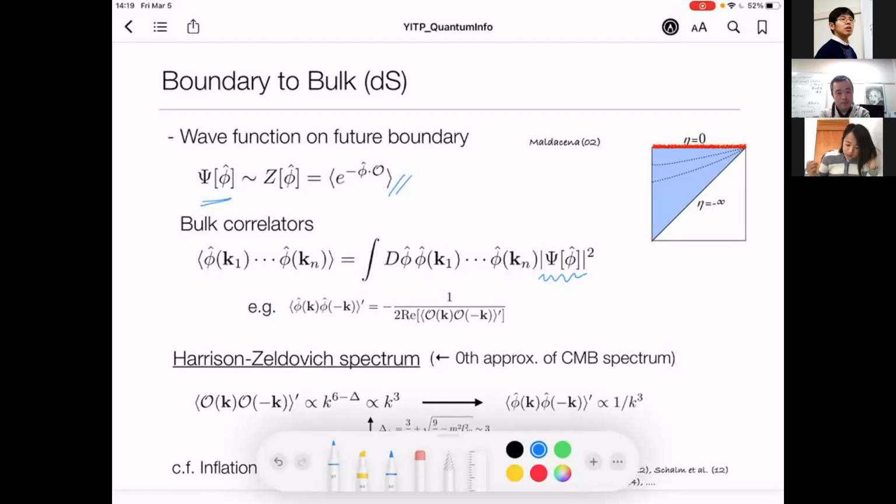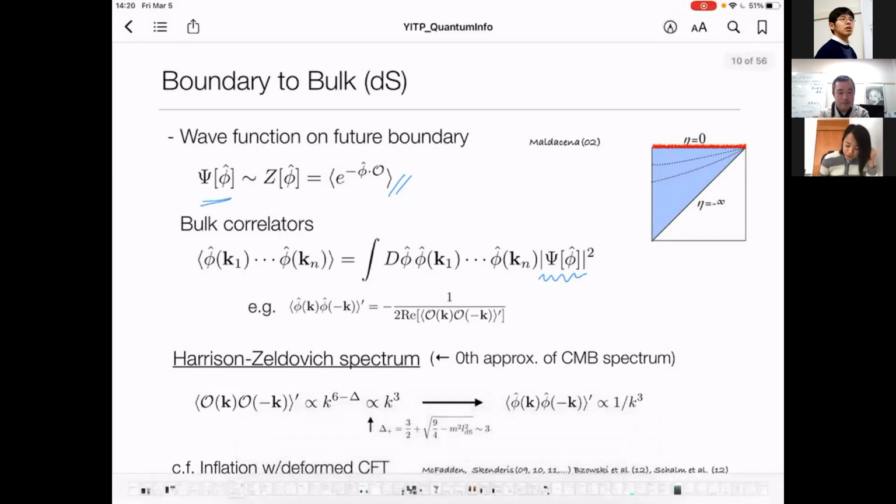Then, for instance, taking the second derivative with respect to phi, we can obtain the 2-point function of the boundary operator. On the other hand, from the viewpoint of these bulk correlators, taking the second derivative gives you the inverse of the dispersion. By equating those two expressions, we can calculate the bulk scalar field in terms of the boundary operators. Since it is the square of the wave function, it is given by the real part of the boundary 2-point function.